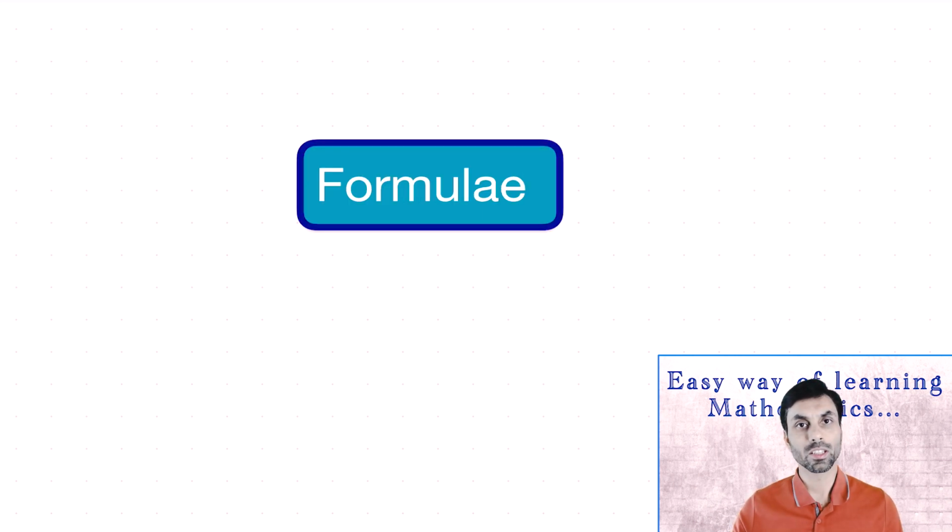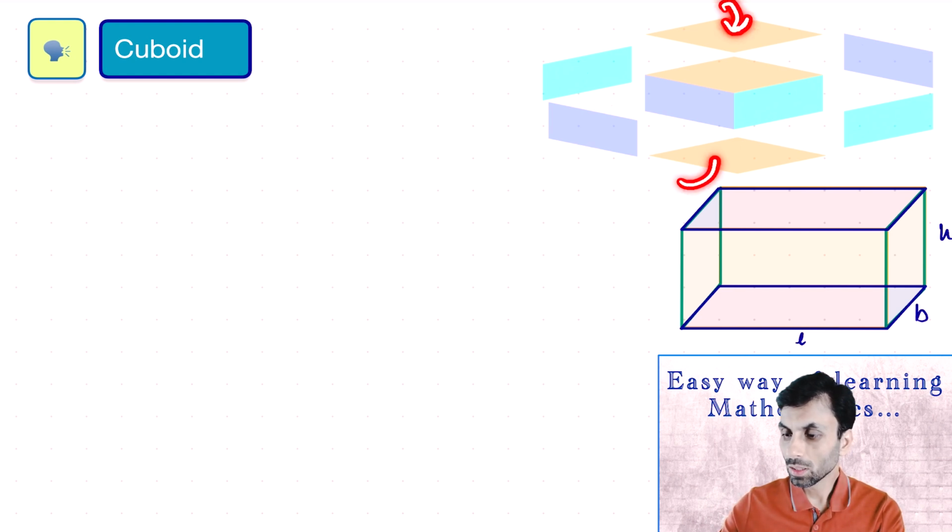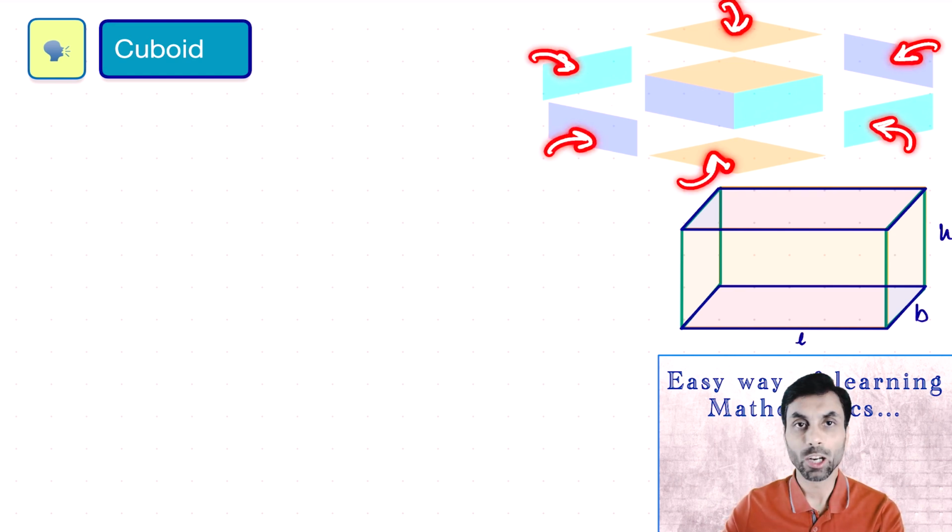So first we are going to discuss the formulae. Here first we'll talk about the cuboid. In this case, let the length of the cuboid be L, breadth be B, and height be H. When we talk about the surfaces, a cuboid will have 6 surfaces: the top surface, the base, and then 4 side walls. So there will be a total of 6 surfaces, and each surface will be of the shape rectangle.